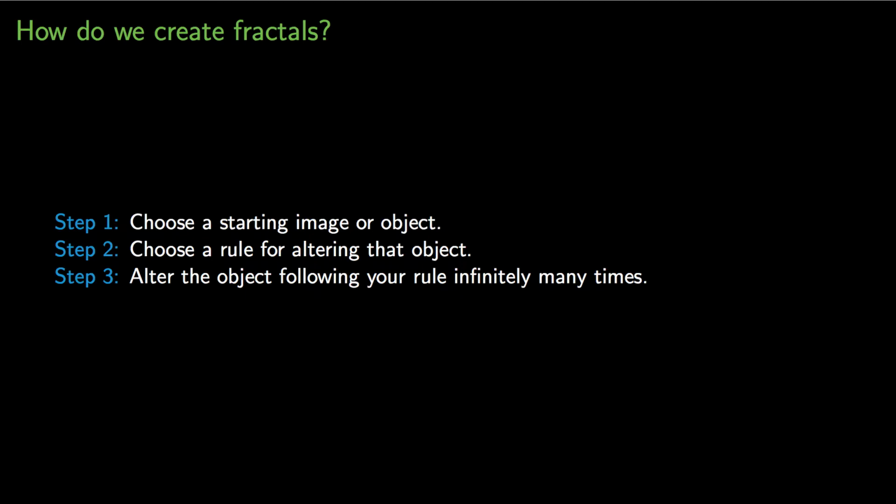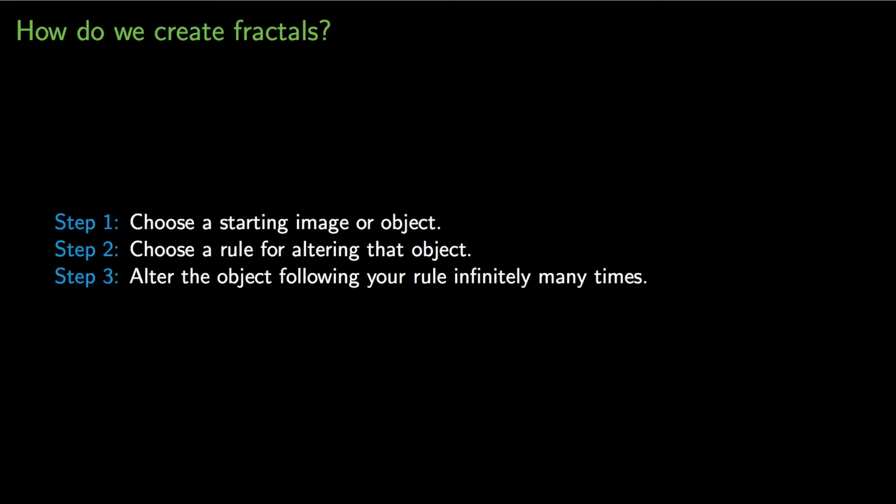So how do we create fractals? With a computer or on paper, what's the process for making these? It's always a three-step process. You pick the starting image or object. You have a wide variety of choices. Just pick something. And then you need to choose a rule for altering that object.